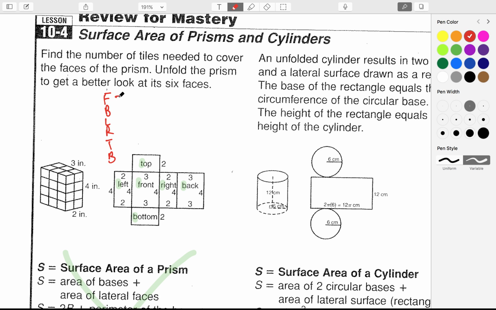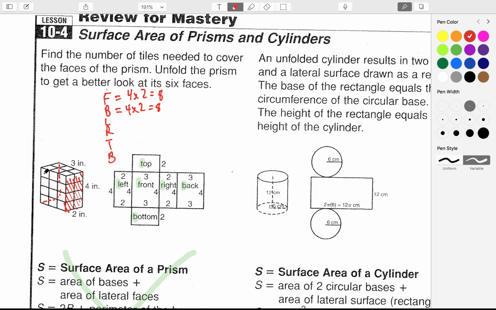So you would say, all right, for the front, if I look at the front, it would be this part right here. That would be a 4 times 2 to find the area of that. So this would be 8. Well, the back actually looks like this over here, and it's identical. So the back is actually 4 times 2 as well. So that one's actually 8 also.